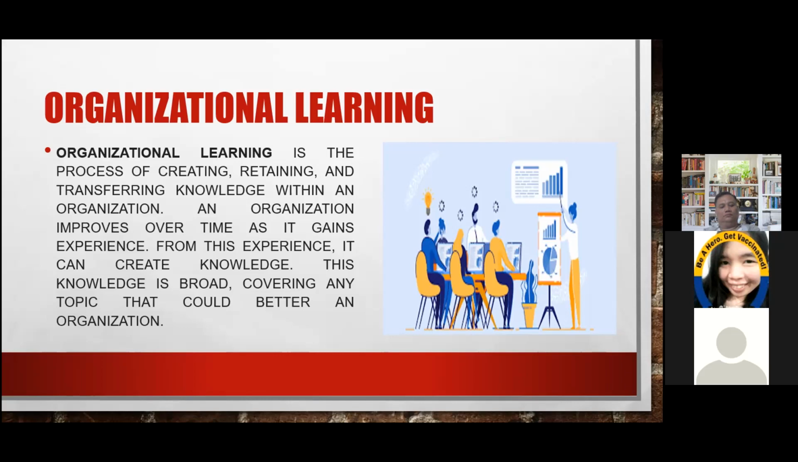So yung organizational learning po, makaka-help siya sa organization kasi dito mas natututunan ng mga empleyado kung paano mapapabilis yung trabaho nila. Tsaka kung paano sila magkakaroon ng camaraderie tapos nagja-jive yung kanilang mga goals para maabot po yung expectations ng HR managers and the organization.